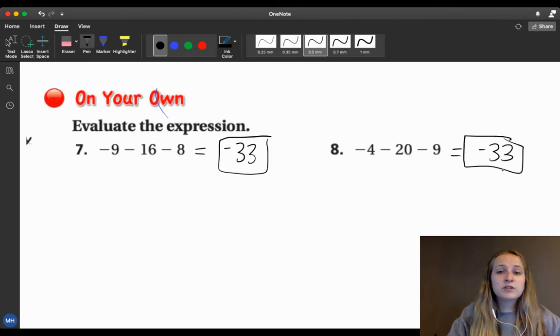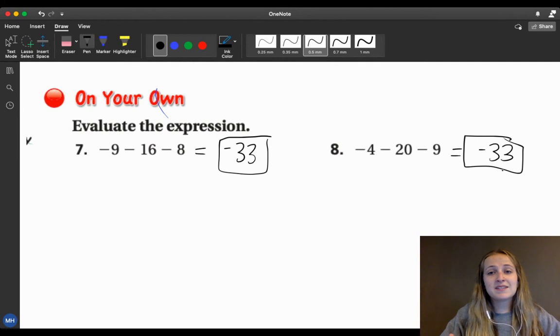So that concludes our lesson for 1.3. Make sure you have these notes in your math composition notebook, and we will work on the assignment in class tomorrow. Nice job.